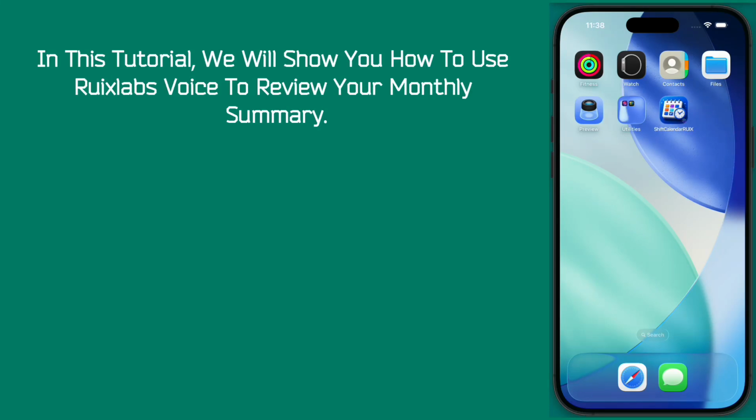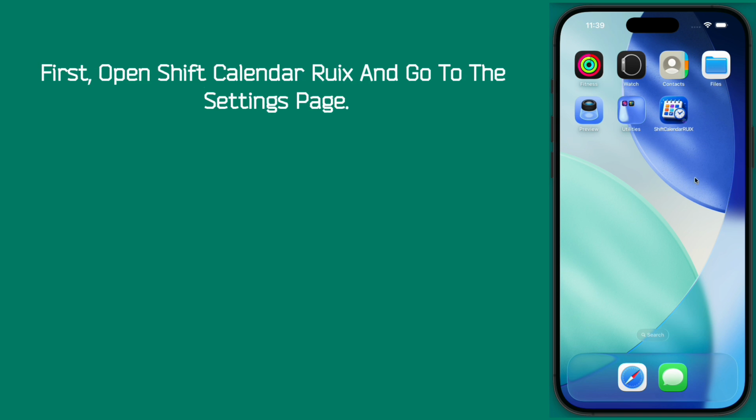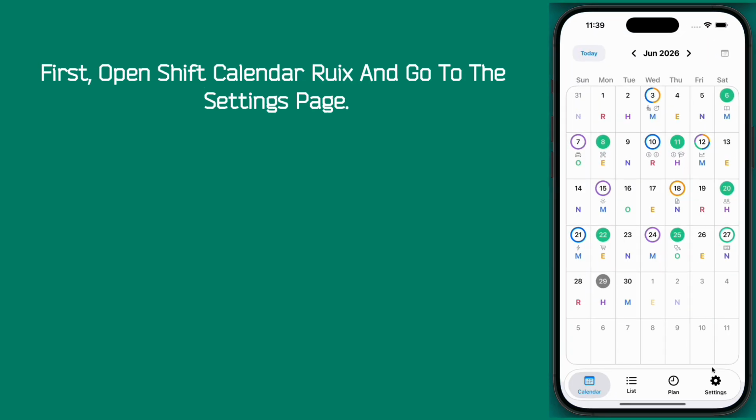In this tutorial, we will show you how to use RuixLabs Voice to review your monthly summary. First, open Shift Calendar RUIX and go to the Settings page.